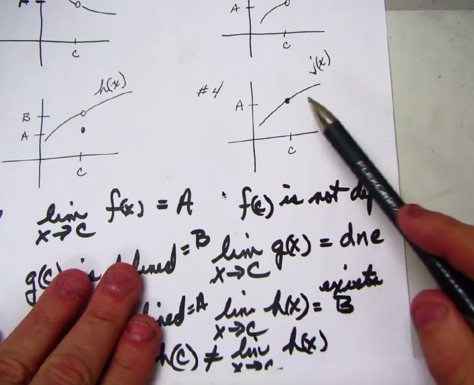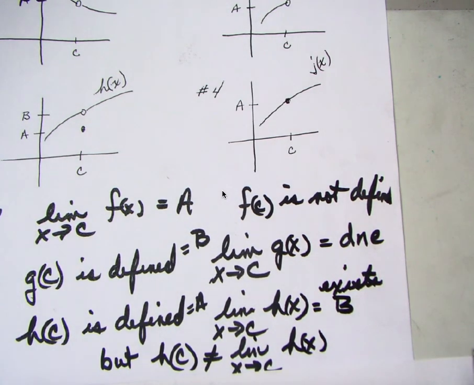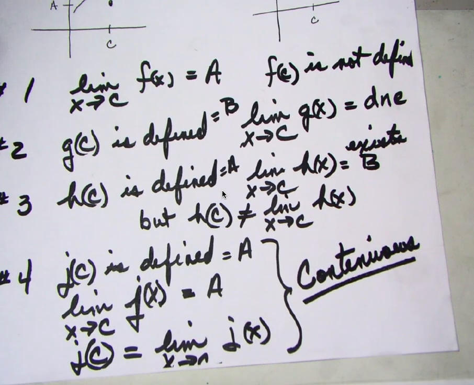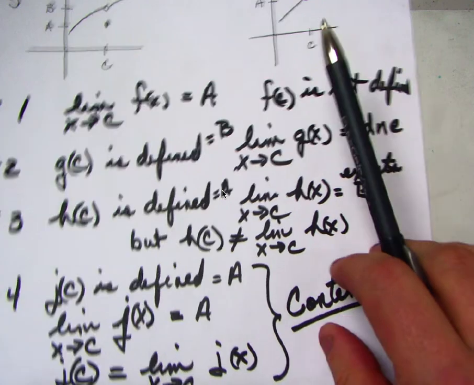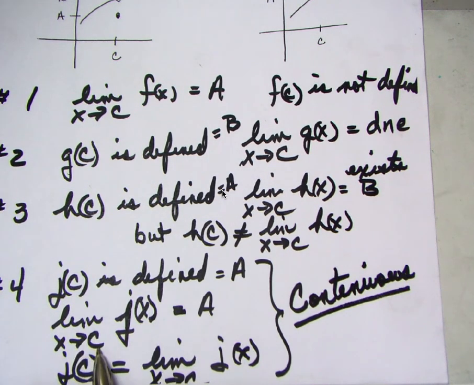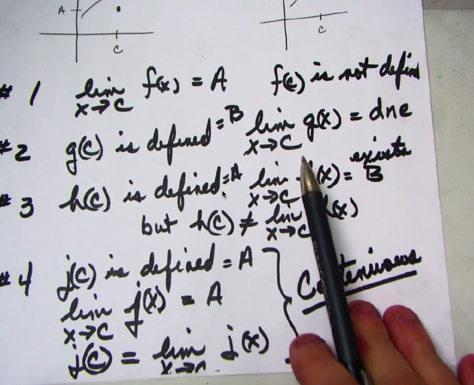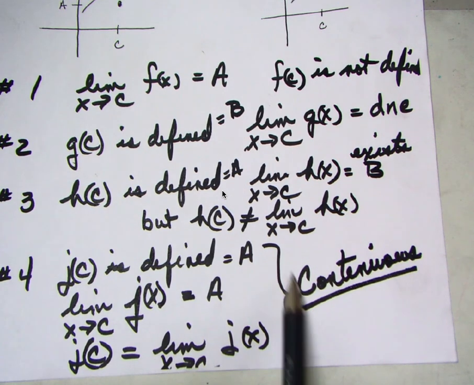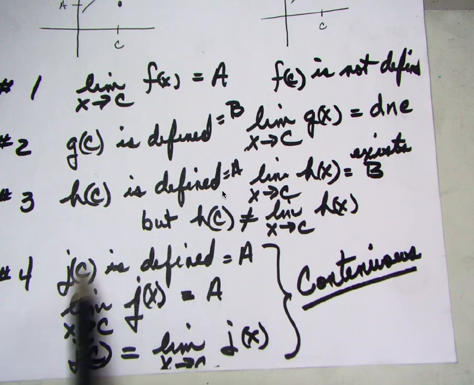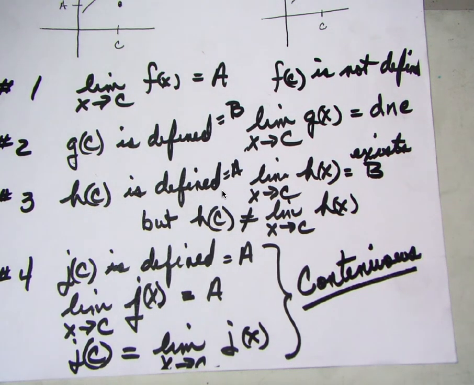And 4, this one is continuous. And then I asked you to explain why. Well, j of c exists, the limit of j as x approaches c exists, and j of c is equal to the limit of j as x approaches c. Here's your 3 conditions that have to be met. All right.